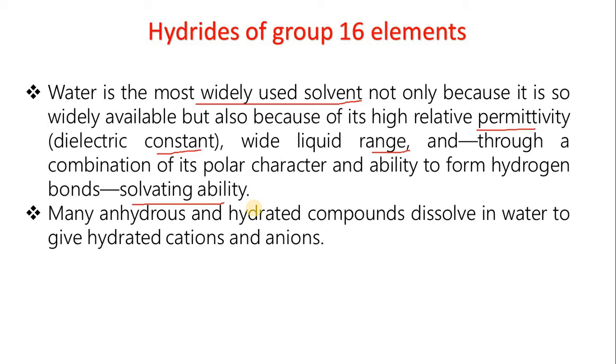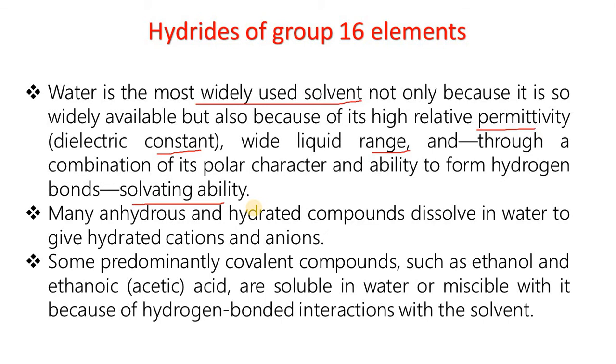Many anhydrous and hydrated compounds dissolve in water to give the hydrated cation and anion. For example, copper sulfate, sodium chloride, potassium chloride, nickel chloride, nickel sulfate. There are so many examples of main group element salts as well as transition metal salts, which are soluble in water and give colorless or colored salts.